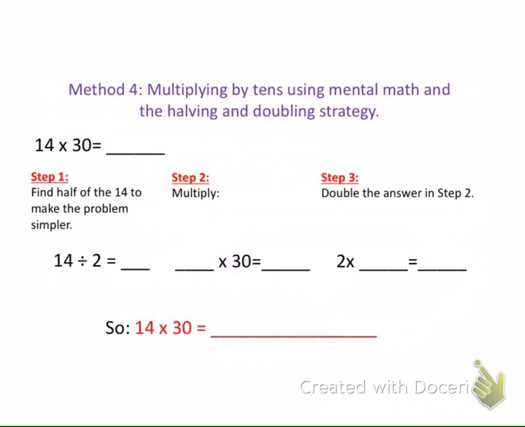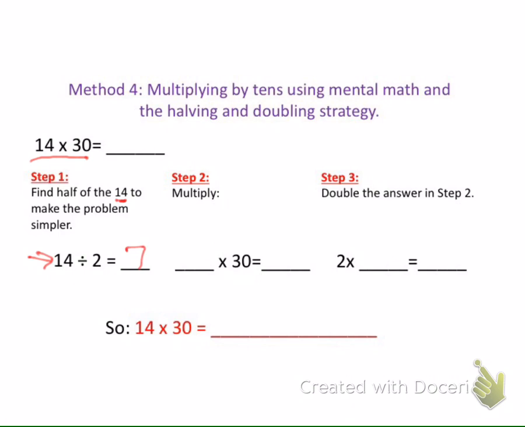Let's look at a fourth way. Now, the fourth way of multiplying by tens is using mental math and the halving and double strategy. We talked about the halving and double strategy the other day. We didn't get into it too deeply, but now we're going to see a good use for it. Our problem is 14 times 30. We want to find half of 14 to make the problem simpler. So when I do half of 14, 14 divided by 2, I get 7.